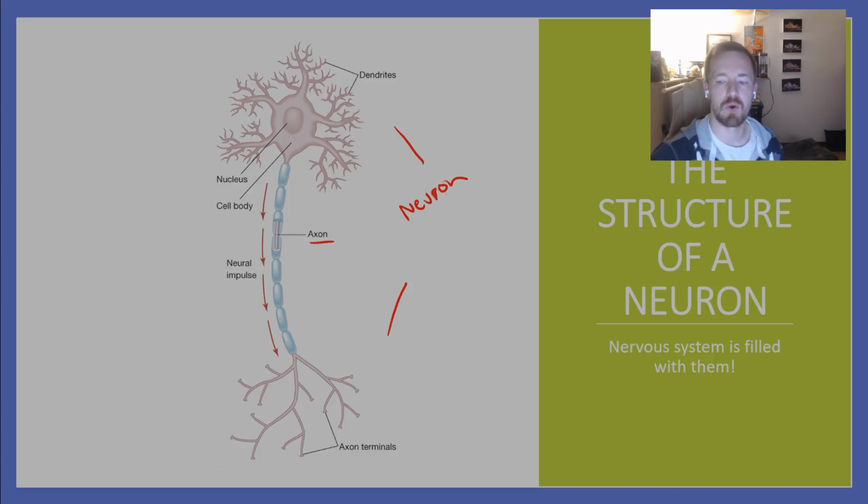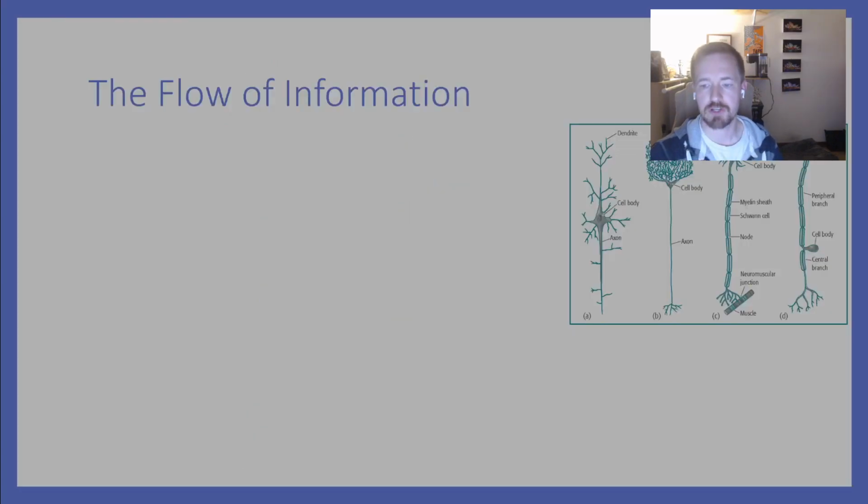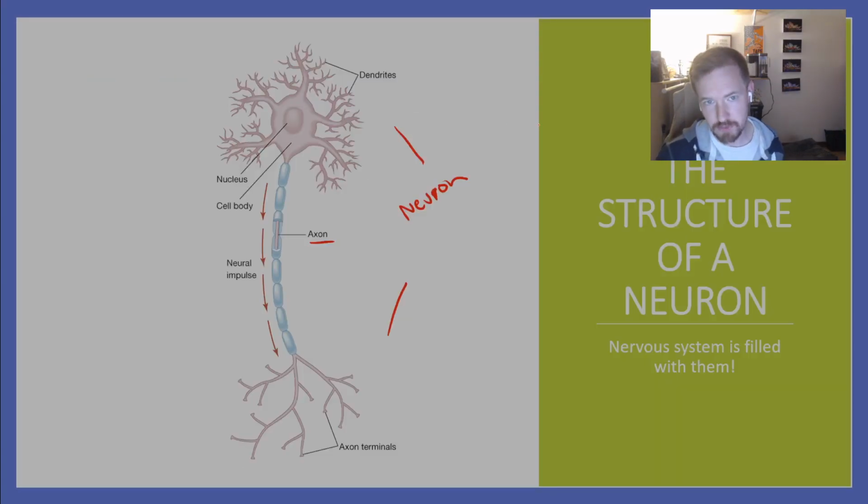So let's talk about what the neuron does. I'm going to very quickly run through this. I'm going to show you a couple of other examples of neurons over here, but this is an idealized version. They don't all look like this, but this is the simplified version that people use as a teaching example. So here we have the dendrites.